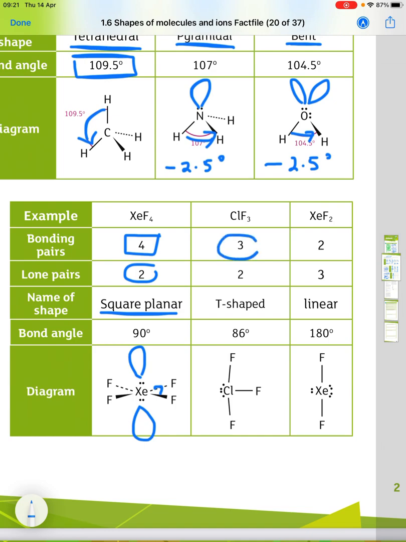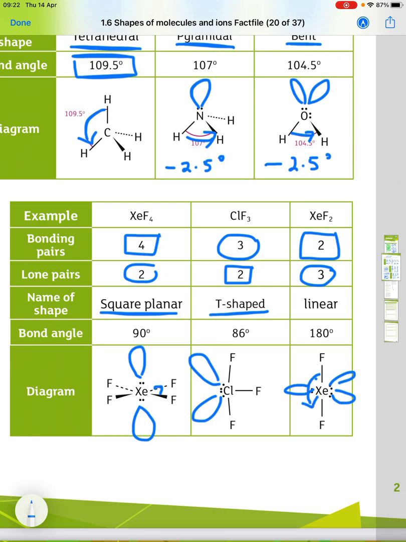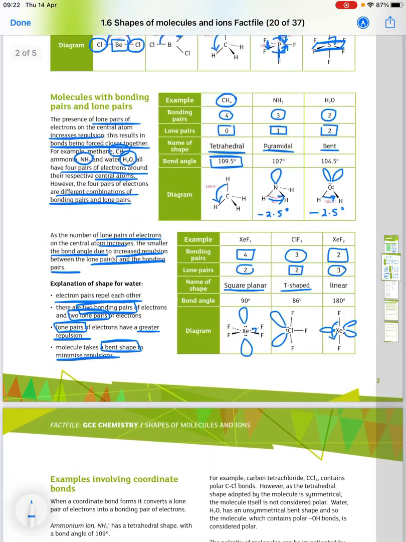In ClF3, there are 3 bonding pairs and 2 lone pairs, and it's what we call T-shaped. So the angle here is 86 degrees. If we imagine these 2 lone pairs here, they're distorting the shape of the molecule, making it T-shaped. And then finally, XeF2 with 2 bonding pairs and 3 lone pairs this time. This makes it linear, so imagine the 3 lone pairs here, and we have just 180 degrees as the bond angle.